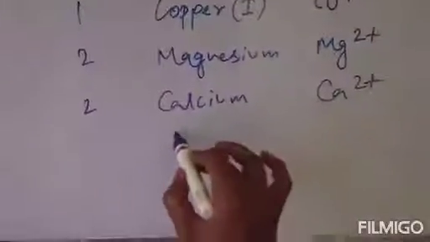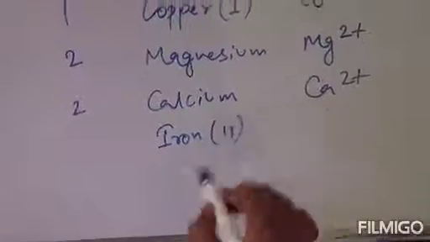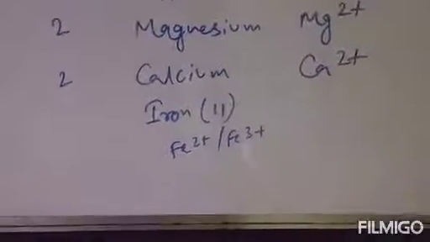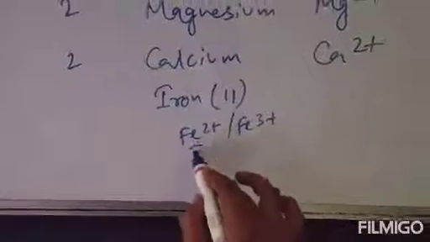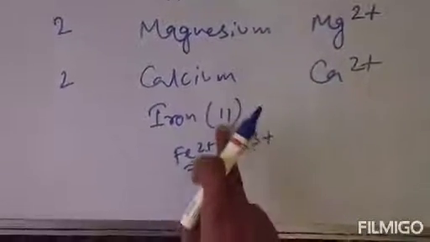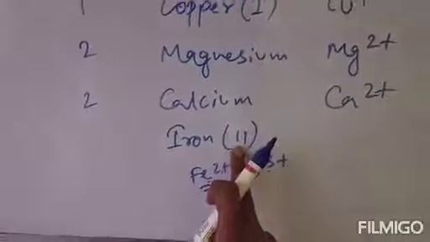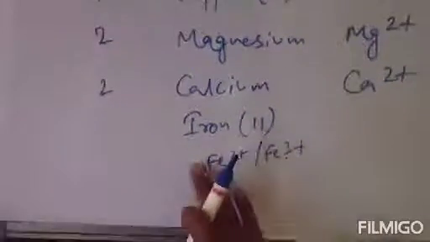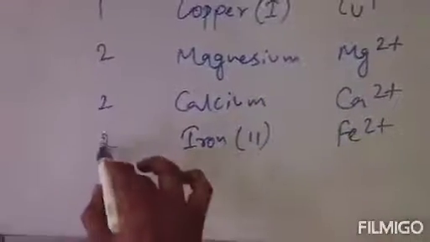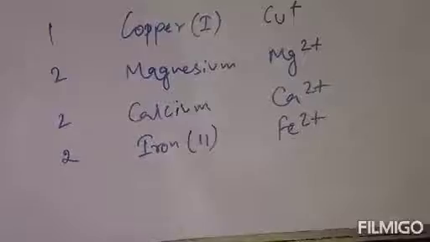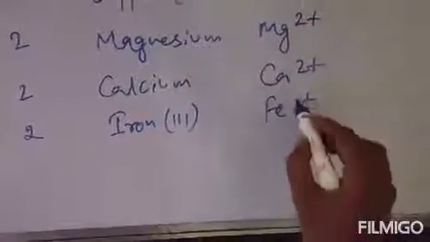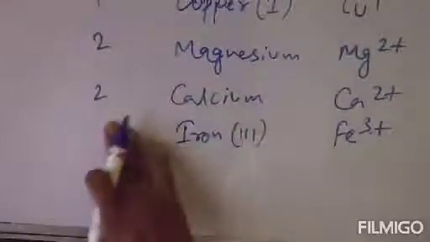Next one, iron. Iron can be found as Fe2 plus, and it can also be found as Fe3 plus. That means it has a variable valency. So the valency of iron can be 2, the valency of iron can be 3. So it is a variable valency. That means the valency should be written in Roman form. So here its valency will be Fe(II), that means valency will be 2, because 2 is written in Roman form in a bracket. So the iron formula will be Fe2 plus. If it is 3, then it will be 3 plus, like this. Clear? Then its valency will be 3.